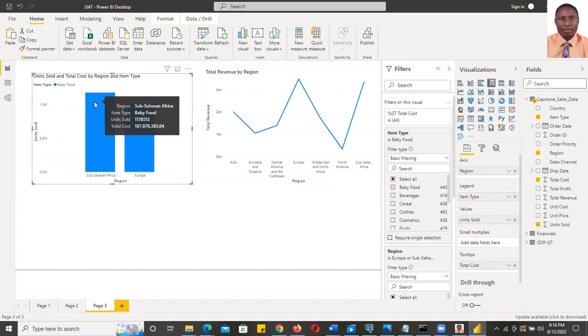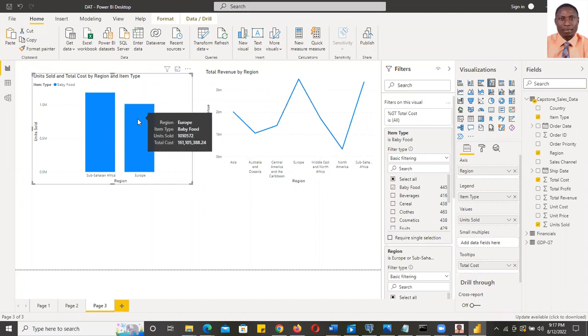Now, the total cost for sub-Saharan Africa, or Africa entirely, is $187,883,000, while the one for Europe is $161,105,388. So we just compare them. That means we buy more baby food in Africa.